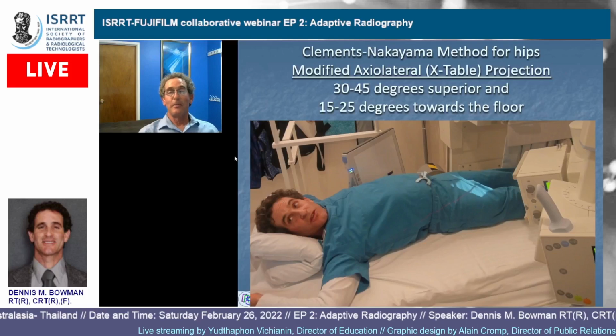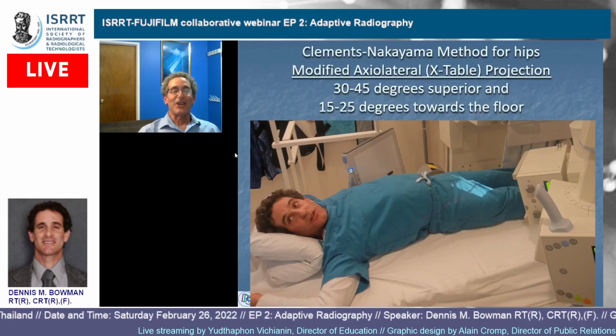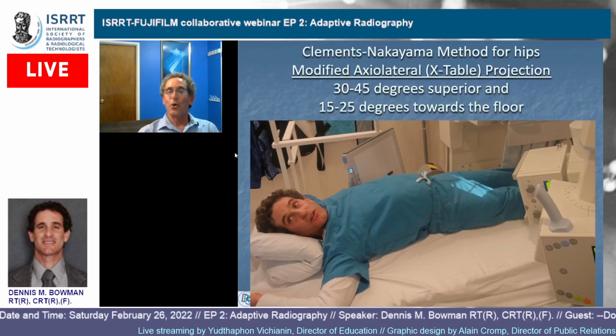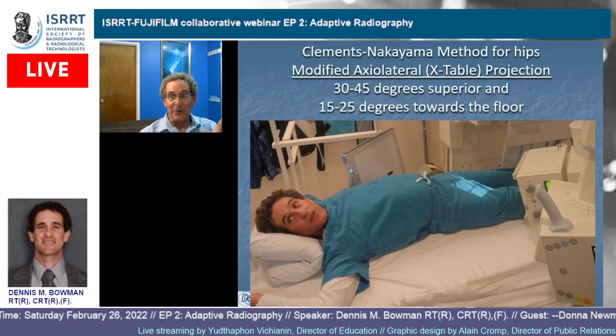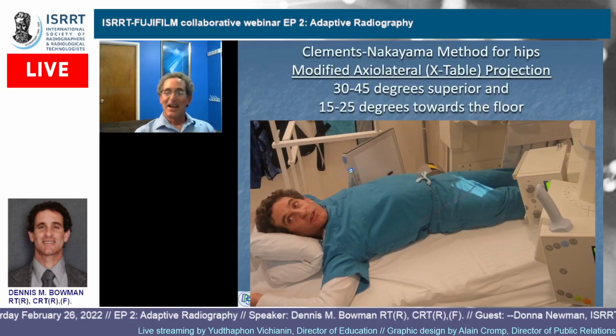This is the Clements-Nakayama method, and it's for hips. And it's this cool thing. So it's a modified axiolateral cross-table projection, and it's for a patient that can't move.